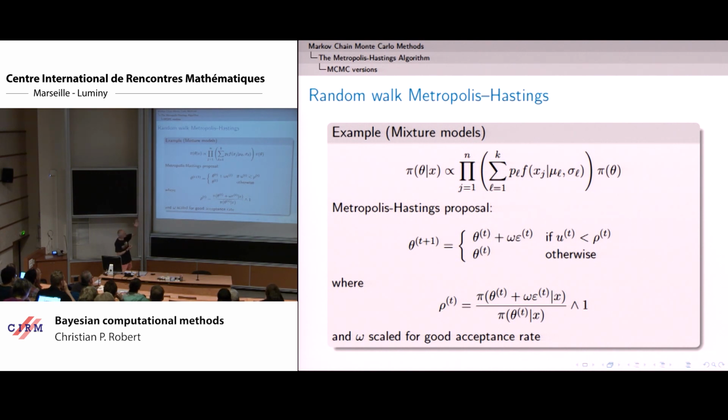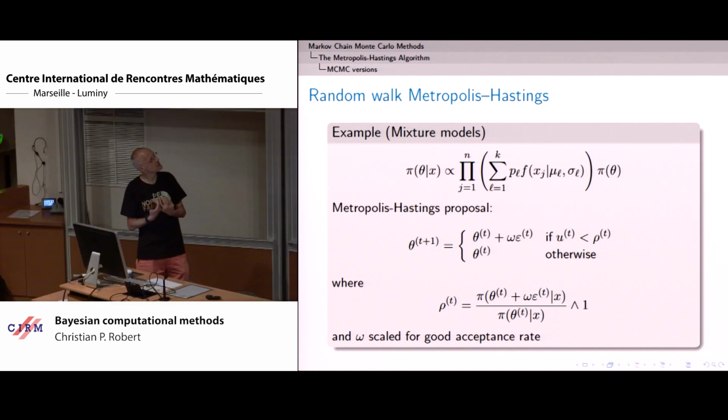And then, I mean, this is a bit of a black box as a target. This pi of theta given x is not something that you can make sense of directly, but if you just compute this density at the new value over the density at the current value, which is feasible in a reasonable time, then you move or you don't move with a certain probability. So that's computable, and you can very blindly implement this algorithm.